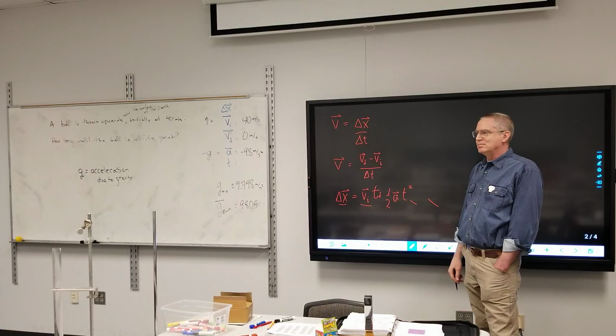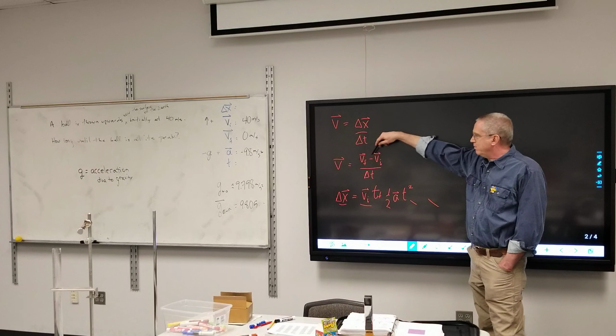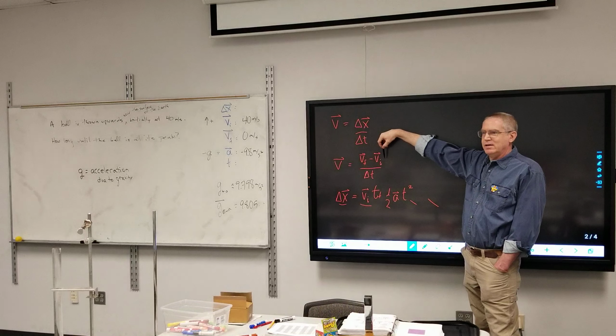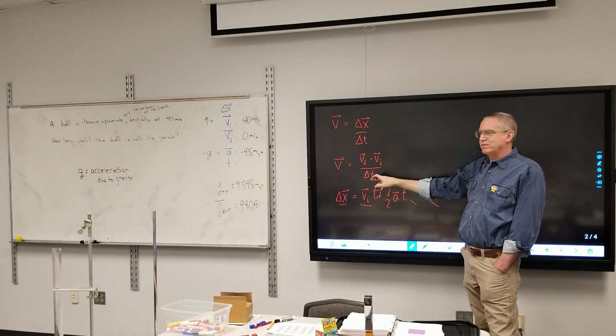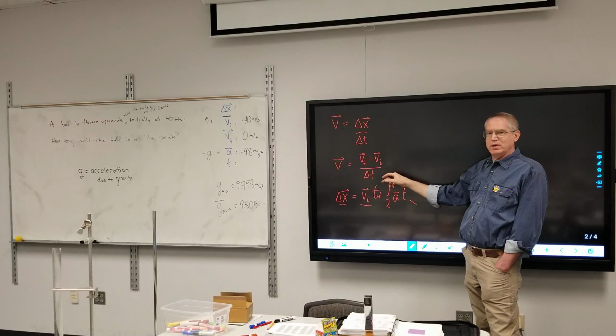Units of the right hand system. Or what about the numerator? What are the units of VF minus VI? Meters per second. All right, and units of time? So if I have meters per second divided by seconds, what do we end up with? Meters.